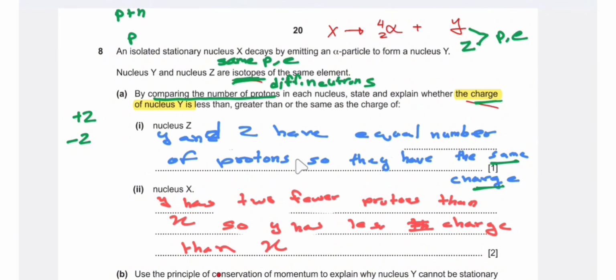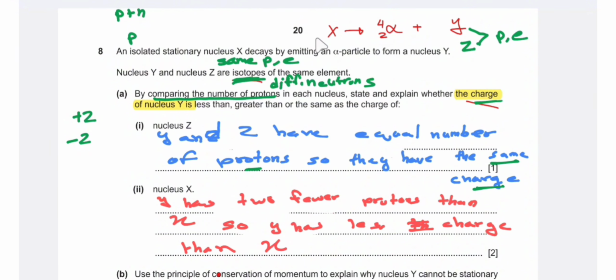So Y and Z have an equal number of protons, so they have the same charge. Now, by comparing the number of protons in each nucleus, state and explain whether the charge of nucleus Y is less than, greater than, or the same as the charge of X. So Y and X. Now, as X decays, it emits 2 protons, that is, 2 protons are gained by the alpha particle.